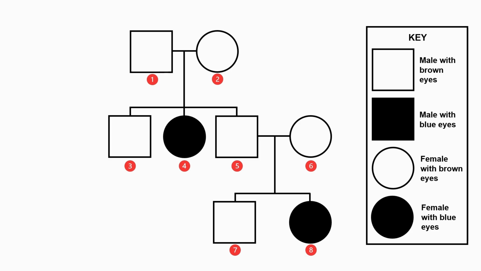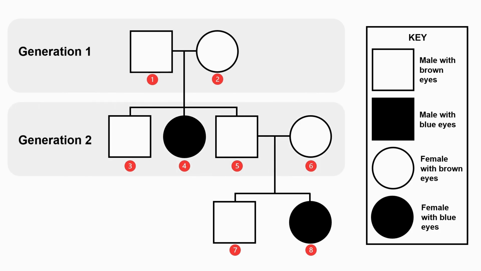We can also see three generations. Generation 1 consists of individual 1 and 2. Individuals 3, 4, 5, and 6 make up generation 2, and individuals 7 and 8 make up generation 3.